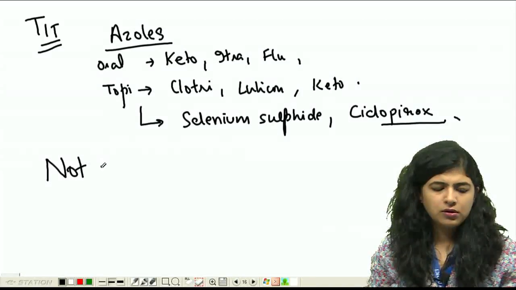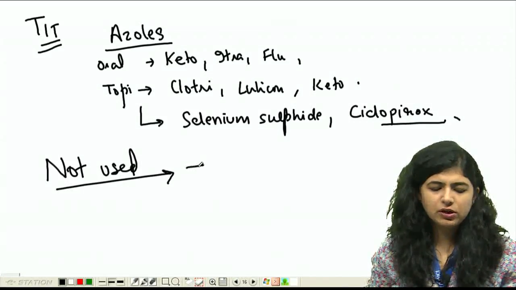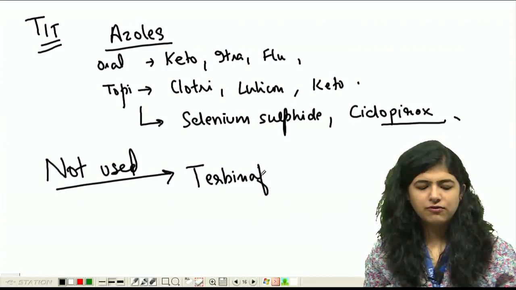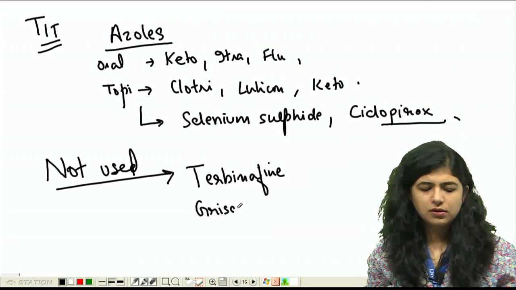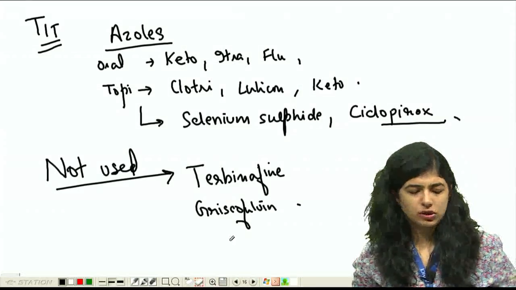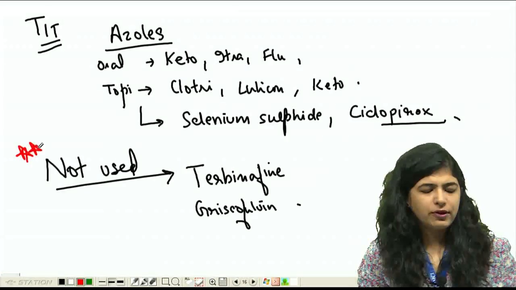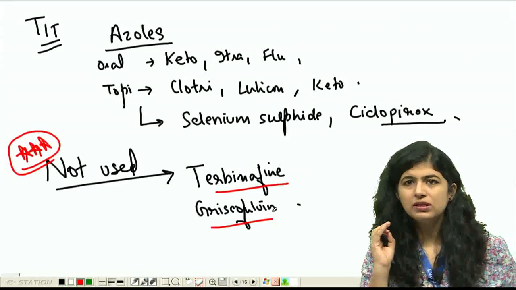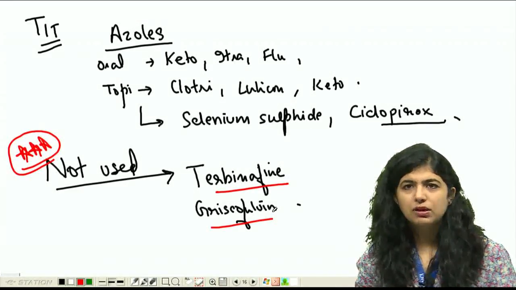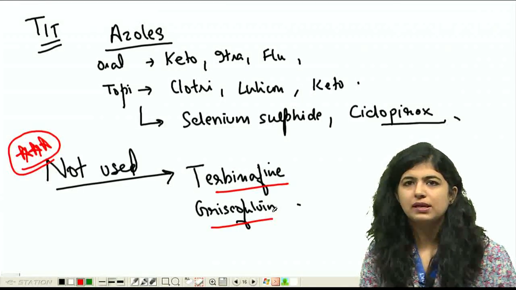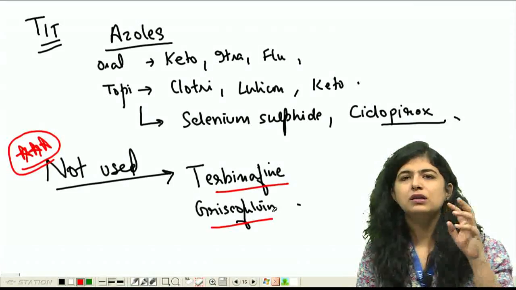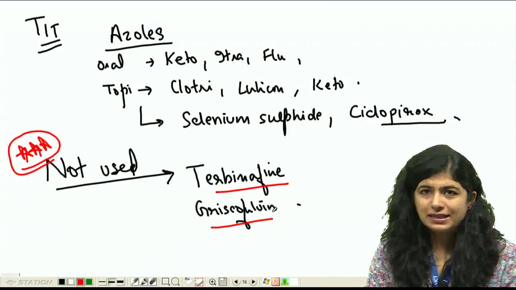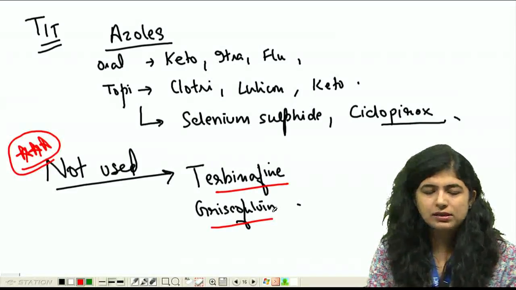What you don't use? Question is generally on this. Terbinafine is not used. Griseofulvin is not used. Very, very important question. What is not used? More than what is used, you need to know what is not used. Clear? Terbinafine and griseofulvin are not used in pityriasis versicolor treatment since it is primarily a yeast. They have no role in this treatment. Clear to everyone? Yes? No? This is going to solve all your questions about pityriasis versicolor.